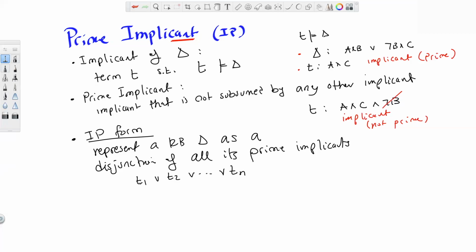And moreover, it does it in a minimal way. You cannot make it any shorter. If you make it any shorter, it will stop implying this guy. You collect all of these guys and put them in one big disjunction, and you end up getting what we call the IP form. It's a very important representation.